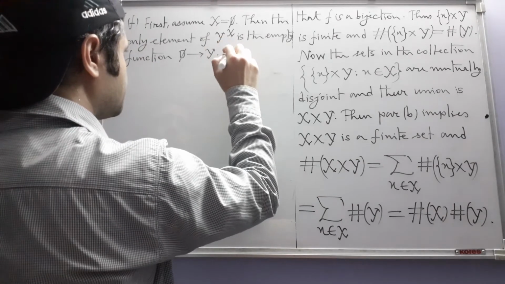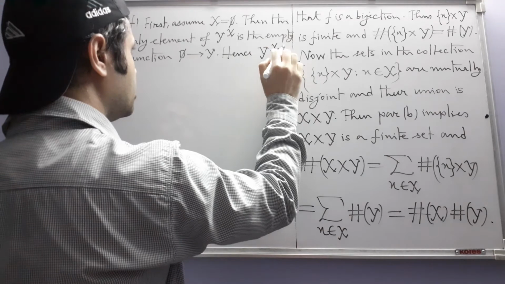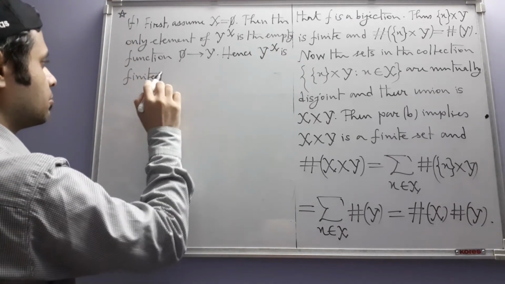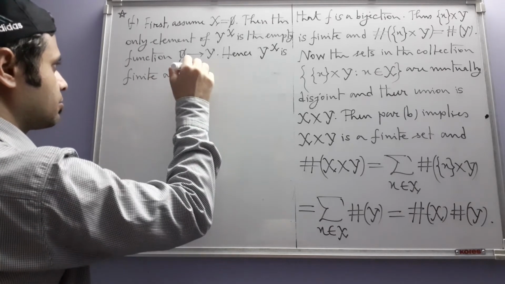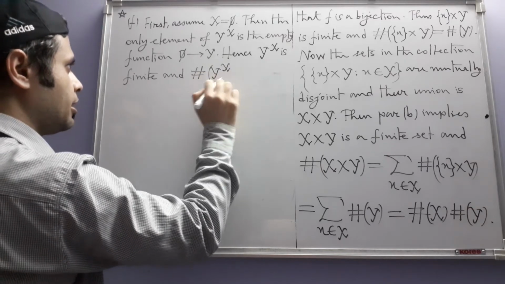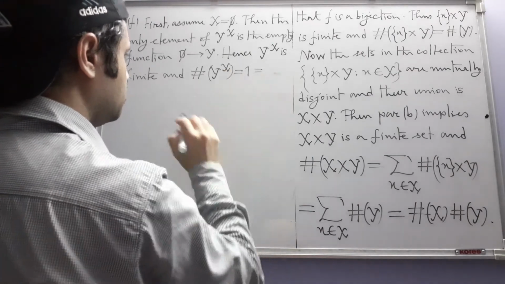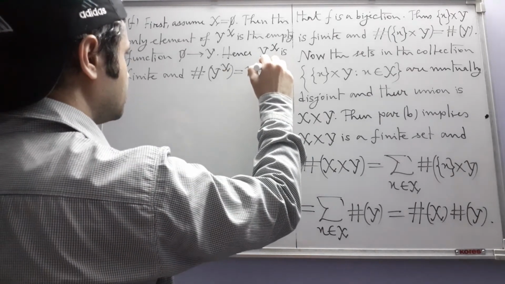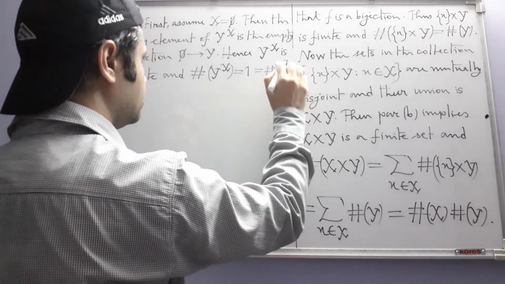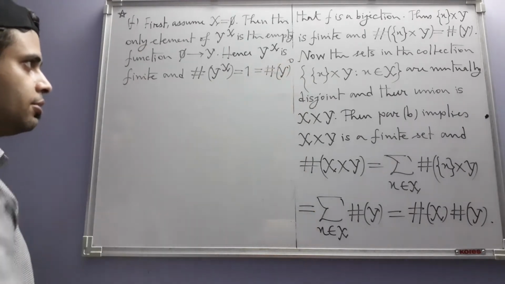Hence this is finite and since it has only one element, so it becomes 1, which is equal to cardinality of y to the power 0. Anything to the power 0 is 1.